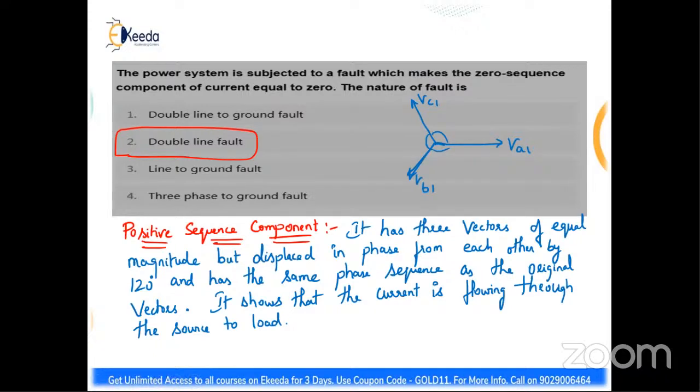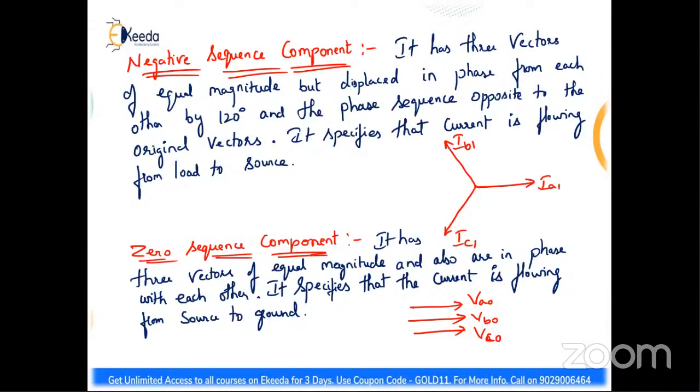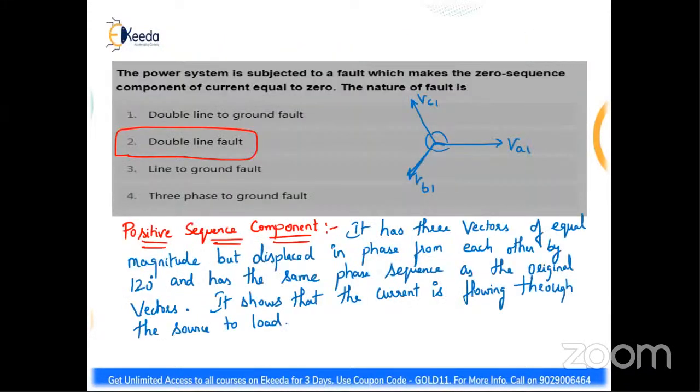Understood? So in double line fault or line to line fault, there is no ground, right? Therefore, the zero sequence current is 0. Getting this point? So the zero sequence component will appear where? It is involved with the ground. So therefore the current will be equal to 0 during double line fault.